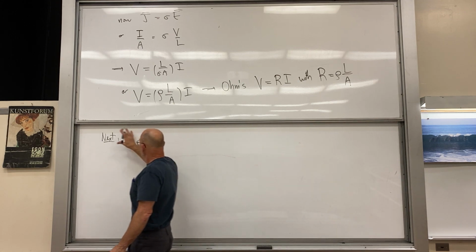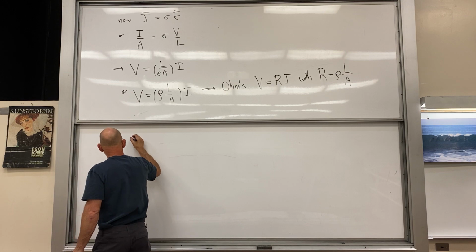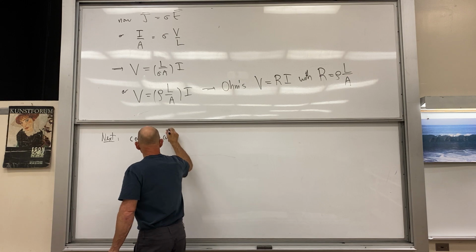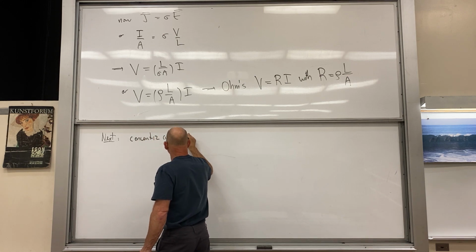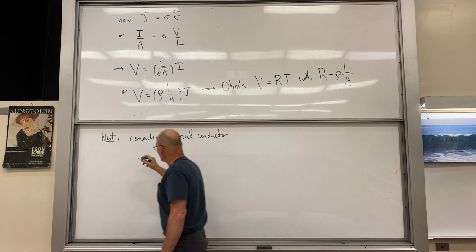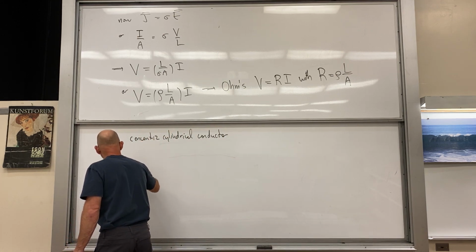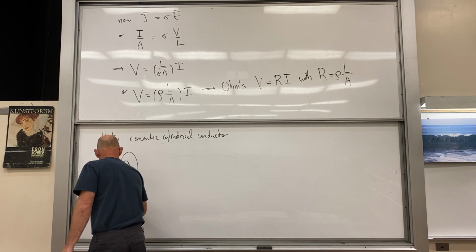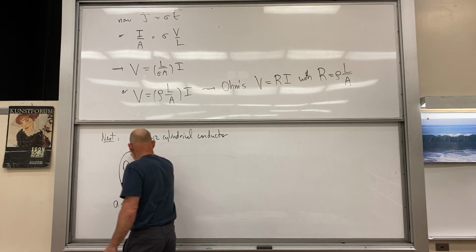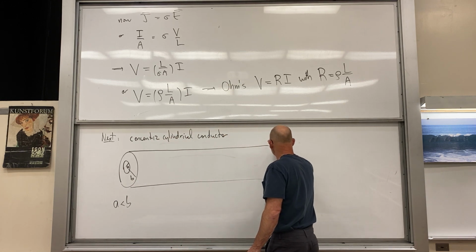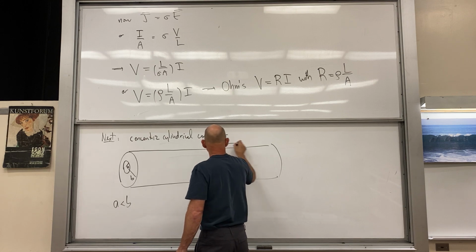So the next example is a concentric cylindrical conductor. And the idea is now we have radius A, radius B, so A is less than B, and then we've got this length again, L.